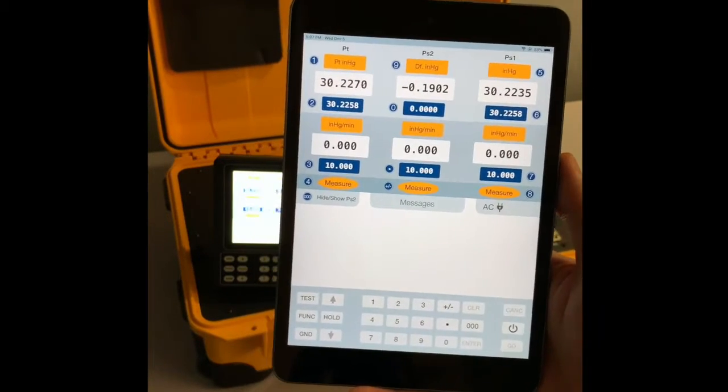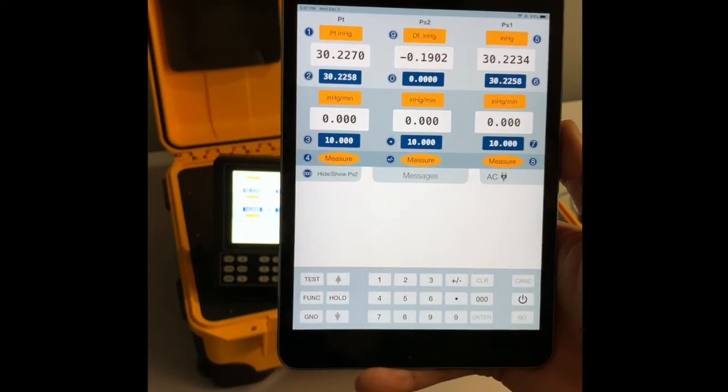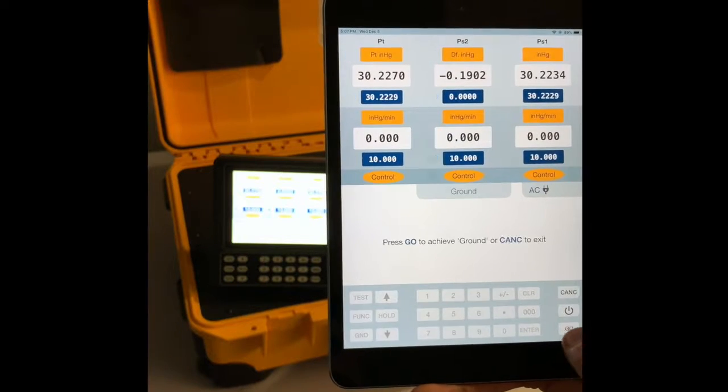Those units are just for the purpose of the training. You would need to follow whatever your work card is asking you to do. I will now go to ground.